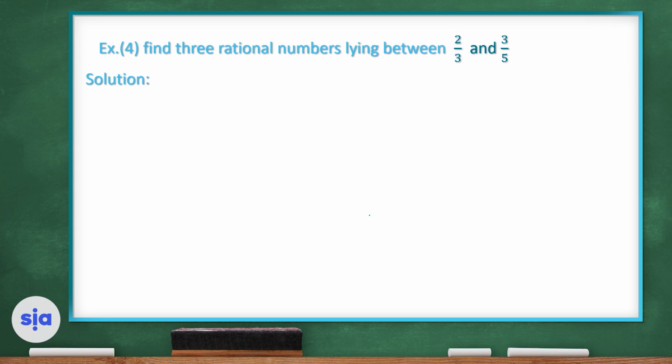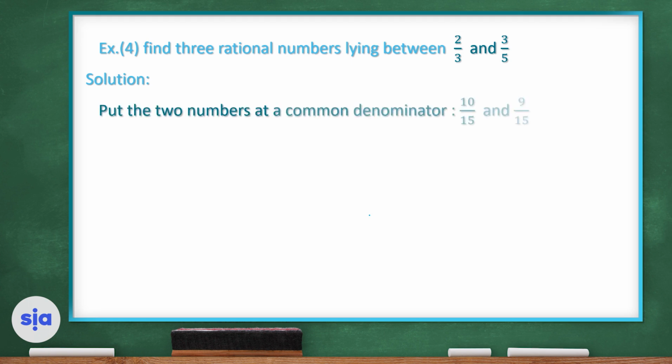Exercise 4. Find 3 rational numbers lying between 2/3 and 3/5. How can we do this? We're going to put the two numbers at the common denominator, 15 and 15. So we multiply the first fraction by 5 up and down, and the second fraction by 3 up and down. So it's 10 over 15 and 9 over 15.